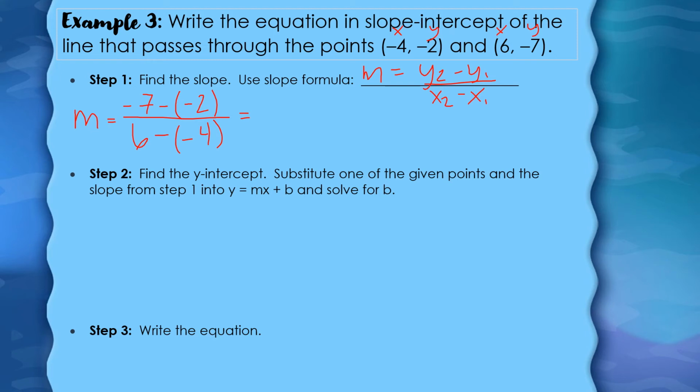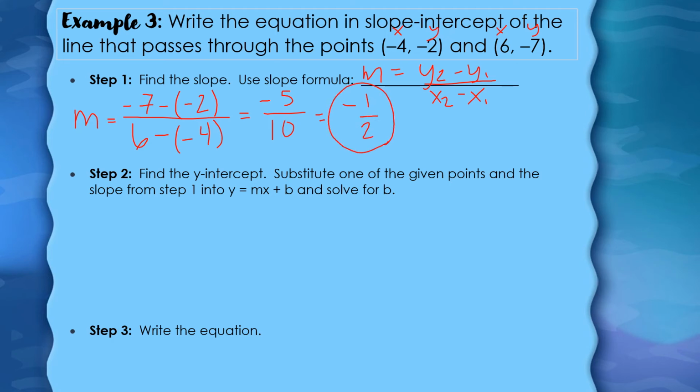So -7 minus a -2 would be -5, and 6 minus a -4 is 10. And then we can simplify this to -1/2. So that is my slope.